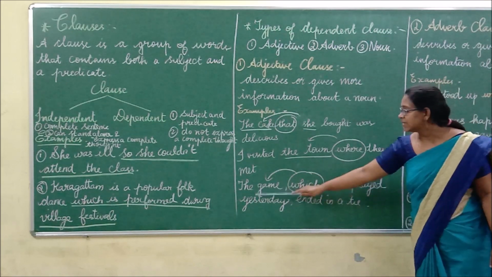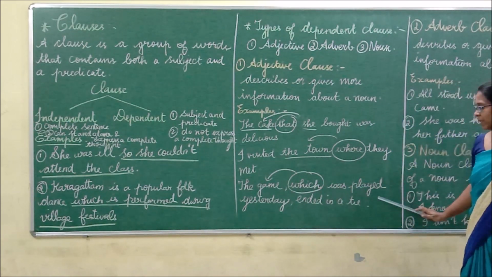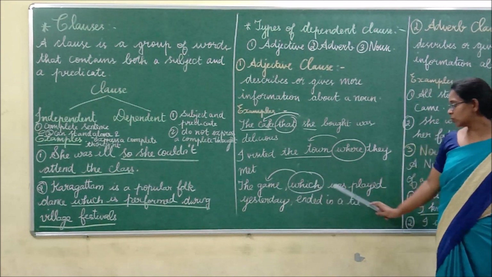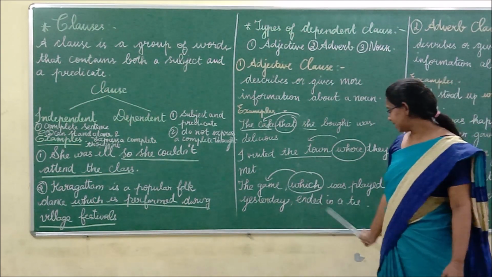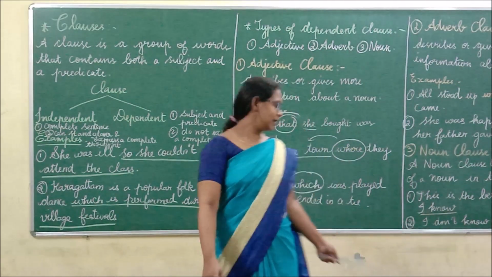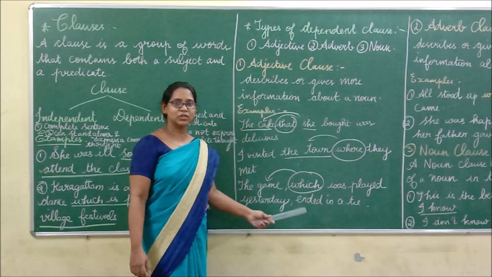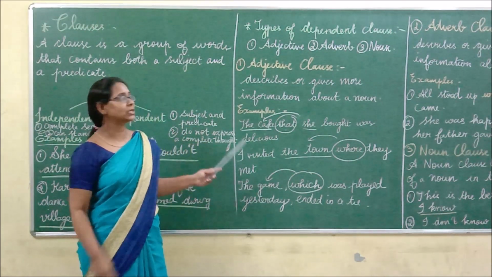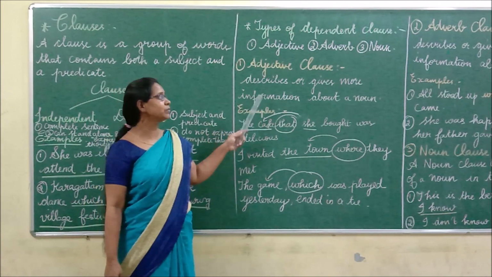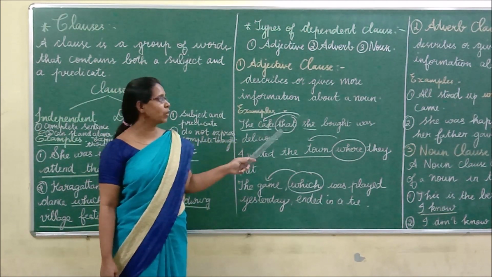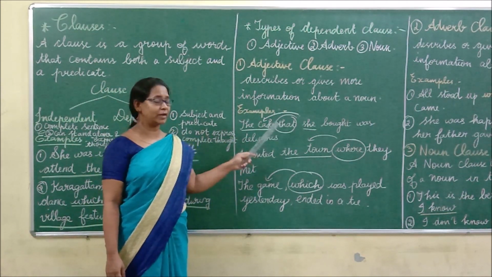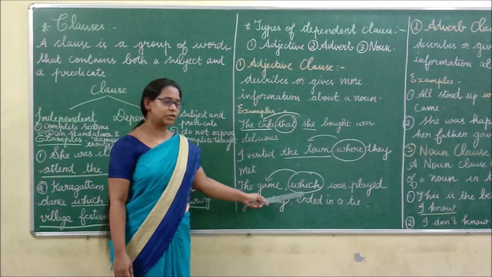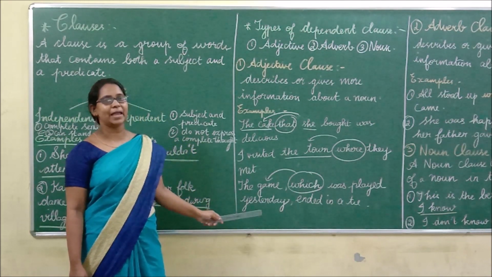See the next sentence: The game which was played yesterday ended in a tie. Here which refers to the game. Once again from the beginning, what is meant by adjective class? Adjective class gives more information about the noun. Here that gives information about the game, where gives more information about the town, which gives more information about the game. Is it clear?